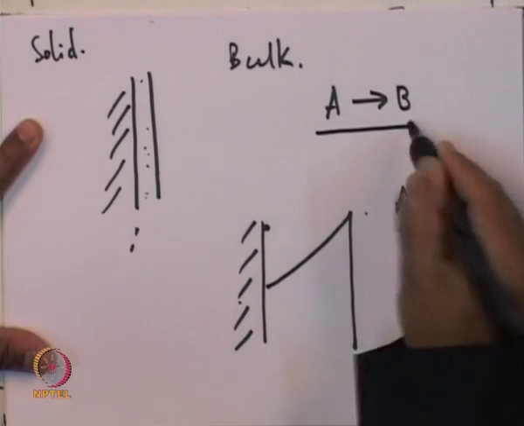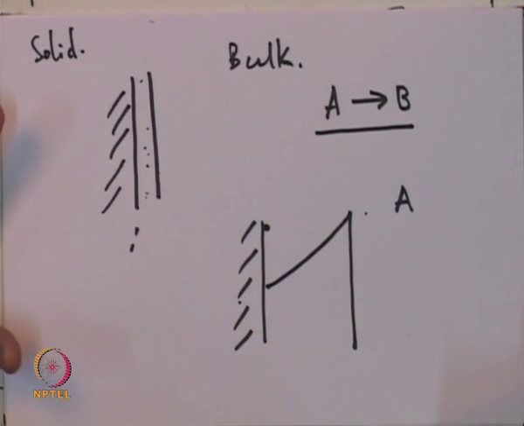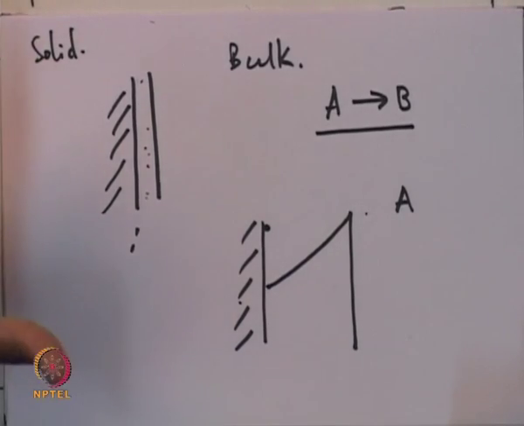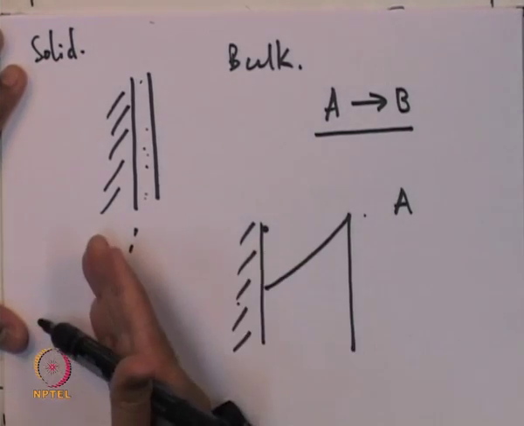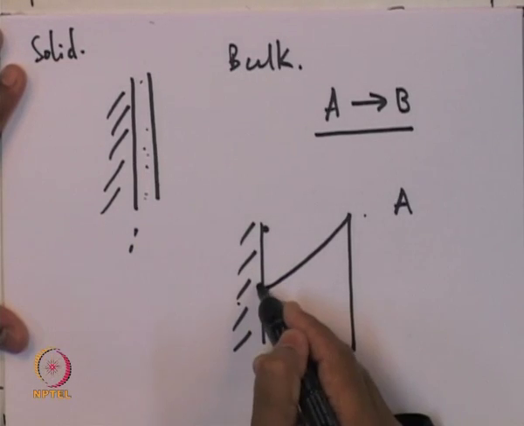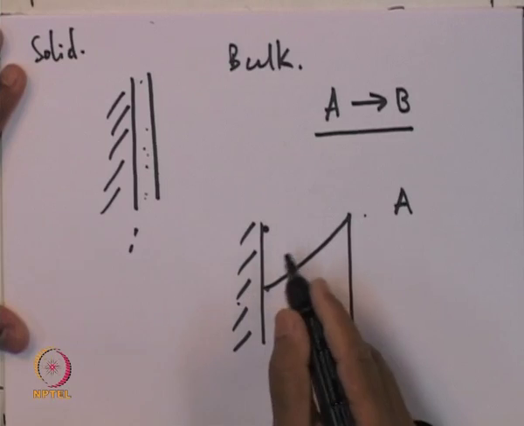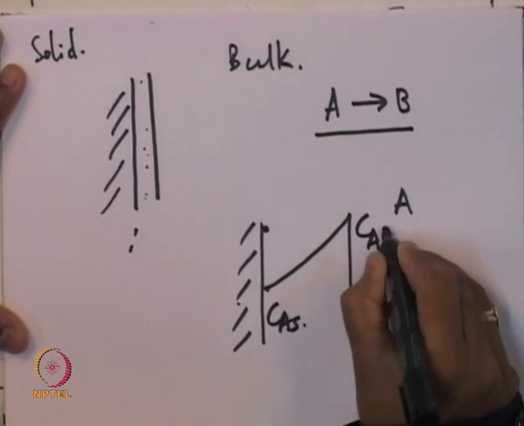Let us consider a reaction A going to B. There is a reason why we are considering this reaction as a first step. If you have a non-equimolar reaction, you have some different things to be considered. But let us now talk about a simple single reaction, which is an isomerization reaction, an equimolar reaction A going to B. So, A has to diffuse through this layer and go to the surface. Inside, we have already seen what is happening once it is here. This is your CAS and this is CAB.